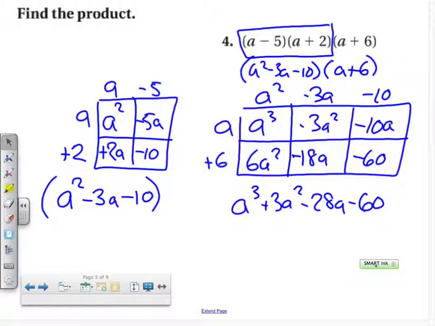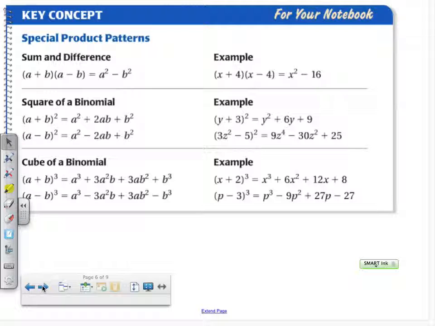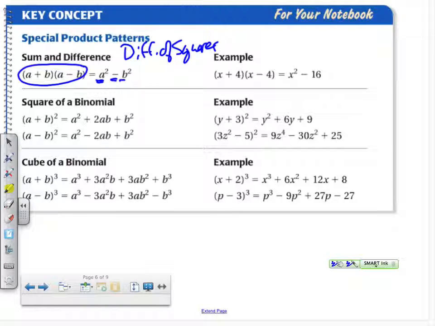So that's multiplying polynomials. Sometimes you come up with patterns, sometimes you can make shortcuts and avoid doing the box. One shortcut we've kind of talked about is the sum and difference pattern. You've also heard me say difference of squares. That's because our answer is a subtraction of squares. Those are the conjugate pairs where the middle boxes cancel out. Example, if we were to do this one, x plus 4, x minus 4. This is 4x, this is negative 4x. They cancel out. You just have to do x squared minus 16.